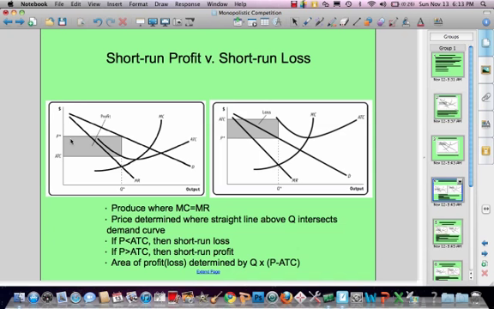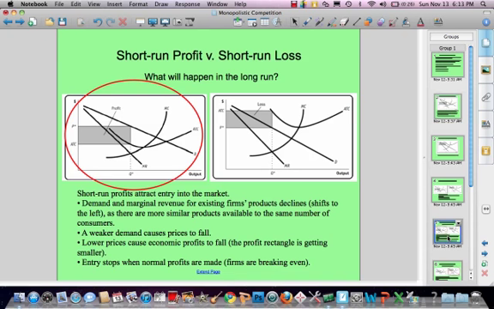And again, area of total profit or loss is determined by Q times price minus average total cost. Here you could say average total cost minus price. It'd just be, you could say price minus average total cost as well. It'd be a negative number indicating a loss. Let's talk about what happens in the long run with these two. We'll start first on where there's a profit being made.